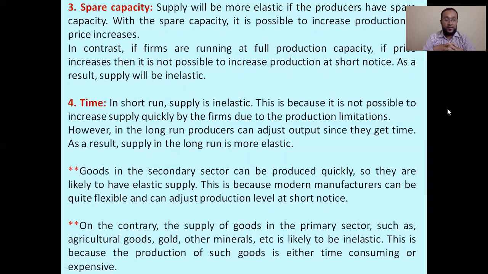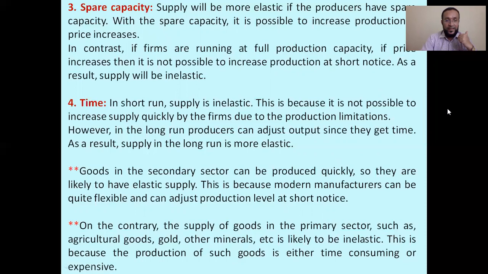Next factor of PES is time. In the short run, supply is inelastic. This is because it is not possible to increase supply quickly by the farms due to the production limitations. However, in the long run, producers can adjust output since they get time. As a result, supply in the long run is more elastic.